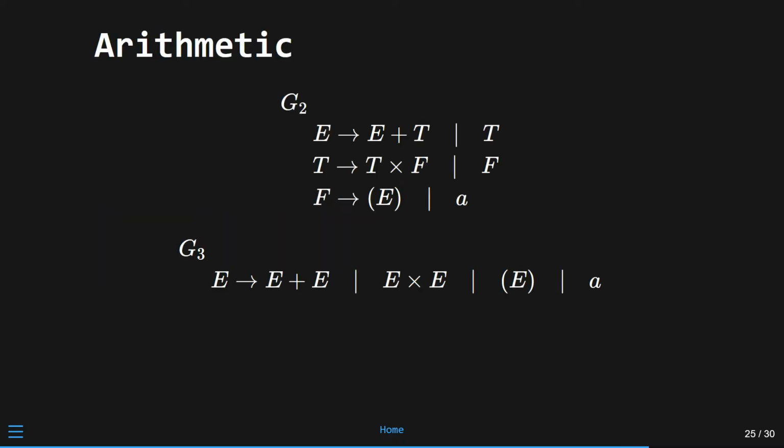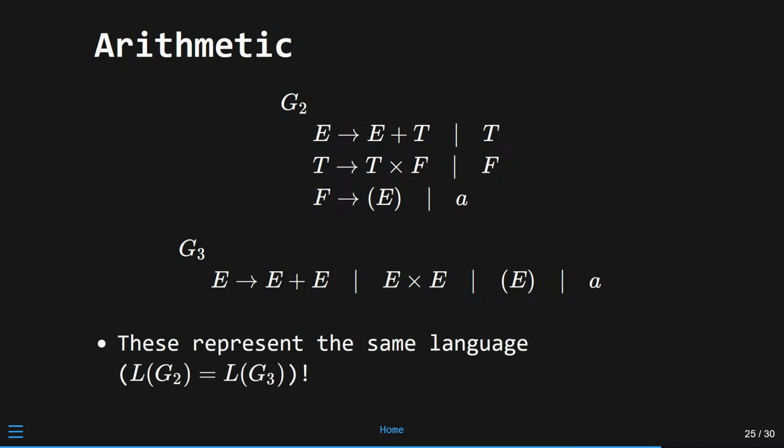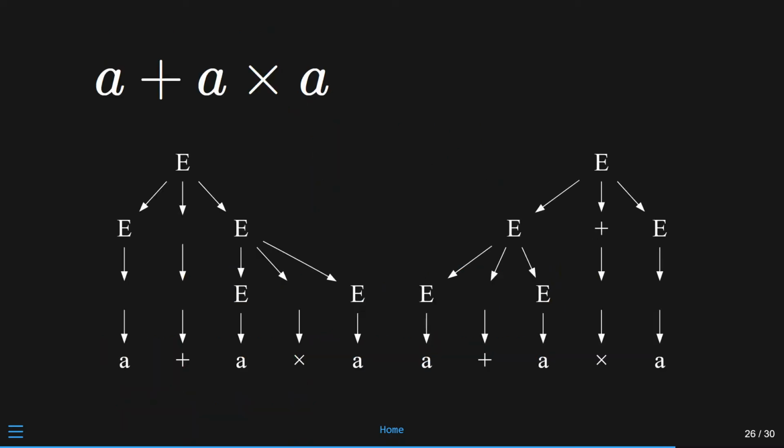Let's introduce a notion of ambiguity. These two grammars both produce the same language, but G2 produces it unambiguously, and G3 produces it ambiguously. And I'm going to demonstrate this by finding A times A plus A, and I'm going to find it in two ways with G3. Let me show you. So here's G3. I can substitute the plus first. That's supposed to be a times for sure, right?